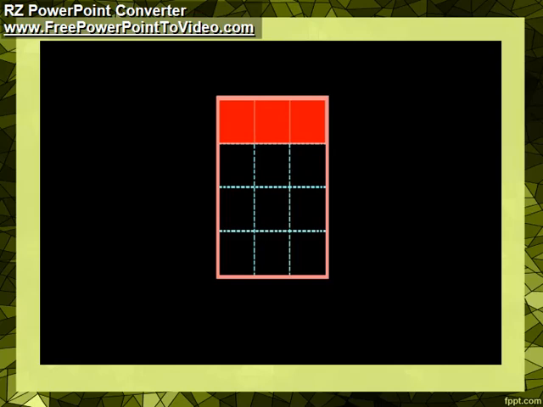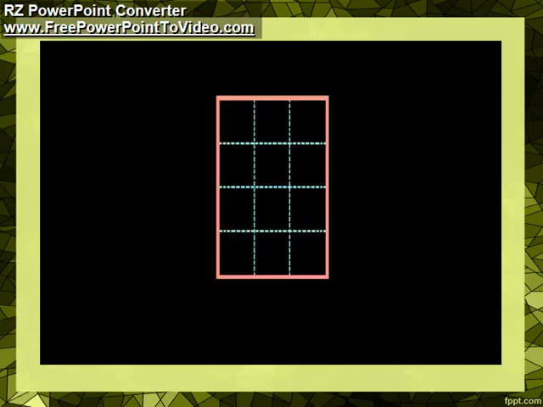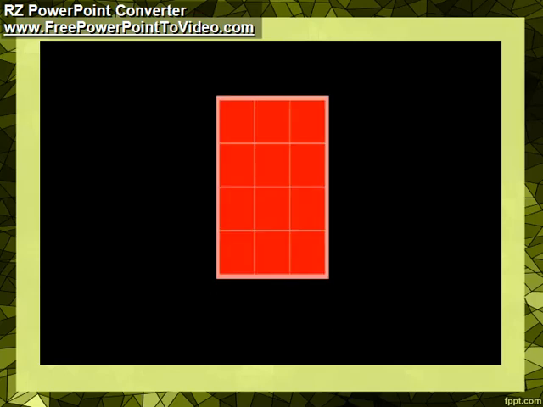Now let's add the rows to see how many squares can fit in the rectangle. 1, 2, 3, 4. There are 4 rows. So 3 plus 3 plus 3 plus 3 equals 12. You can also count by columns. Each column has 4 squares. So 4 plus 4 plus 4 equals 12. It's the same answer as before. Great teamwork! As you can see, dividing rectangles into equal squares is a piece of cake.